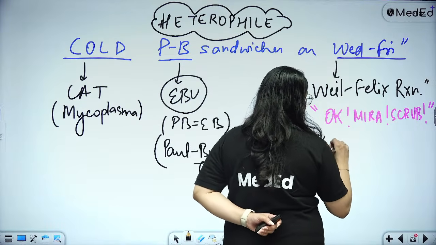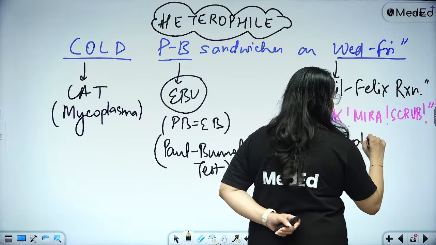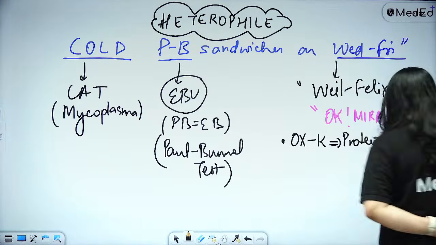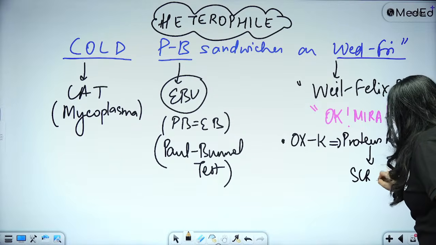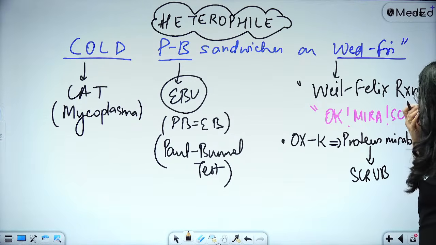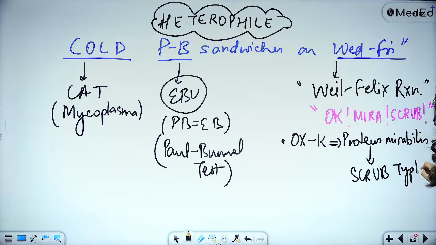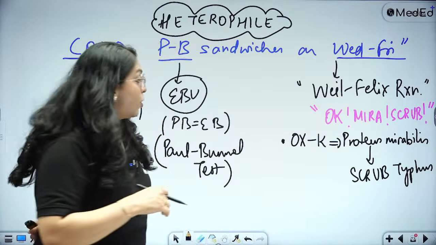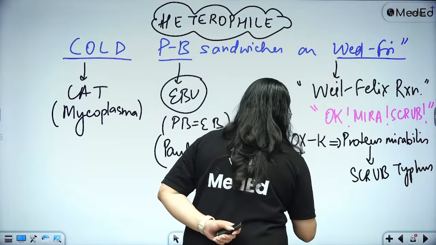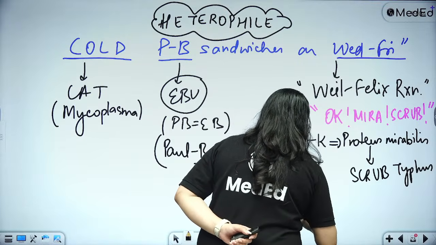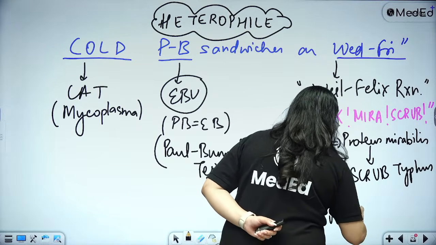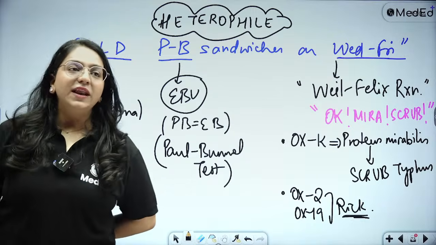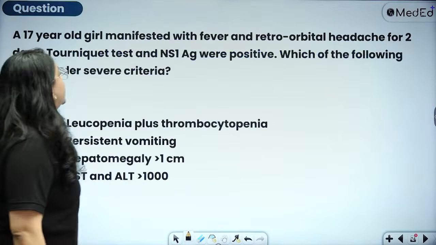OX K, Proteus mirabilis and scrub typhus. Rest all OX2 and OX19 by other Rickettsial group, where OX2 is the Rocky Mountain spotted fever tick, Rickettsia rickettsii. Okay, so these are the mnemonics for the heterophile antibody detection test.